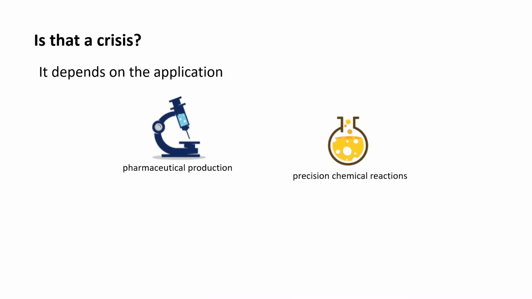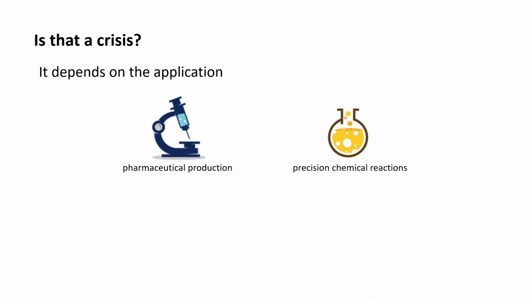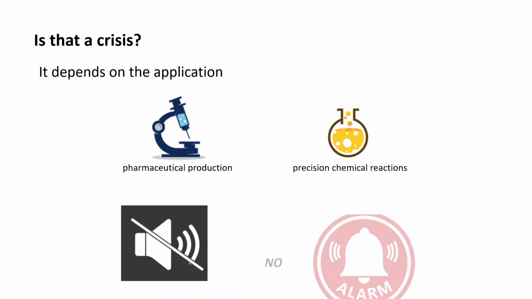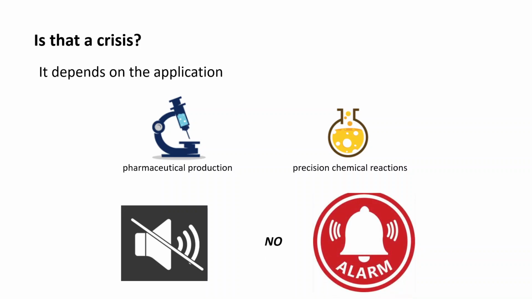Now, is that a crisis? Depends on your application. In some processes, 2 degrees is completely acceptable. In others, like pharmaceutical production, precision chemical reactions, that 2-degree error could cause real problems. The point isn't the size of the drift. The point is that it happens silently, without any alarm, without any obvious failure. That's what makes drift so important to understand and to manage.